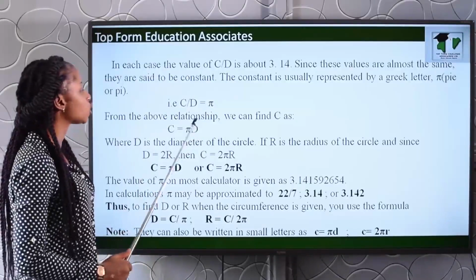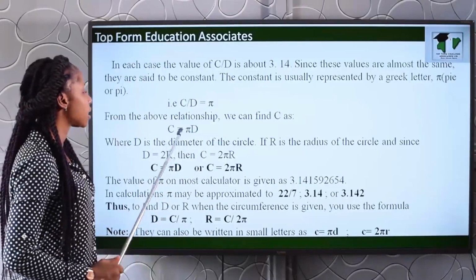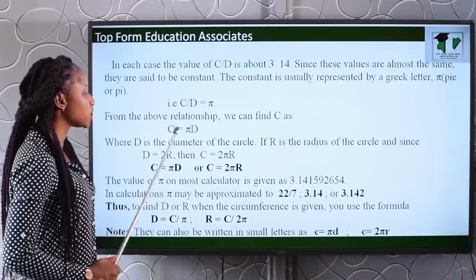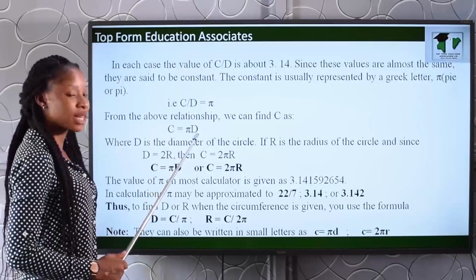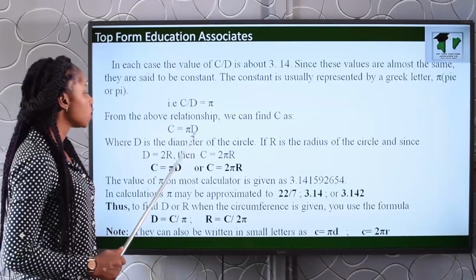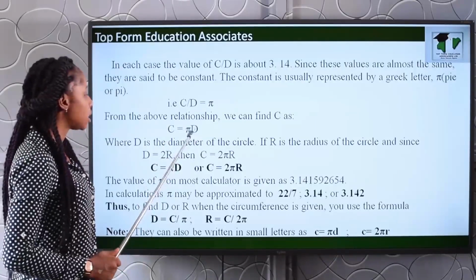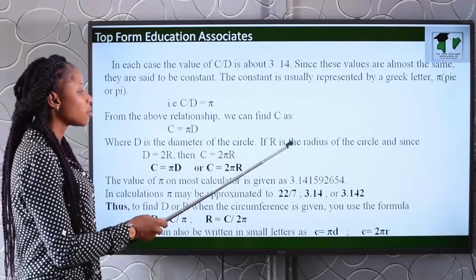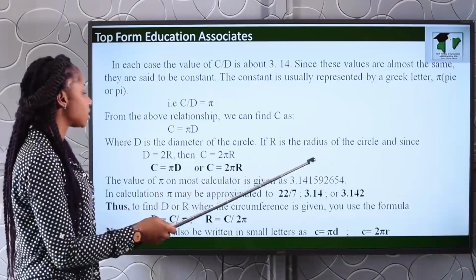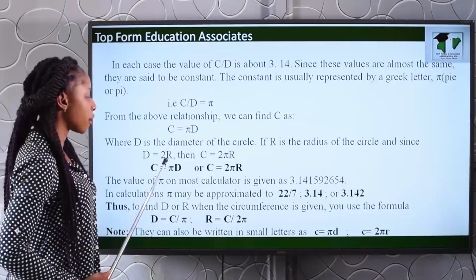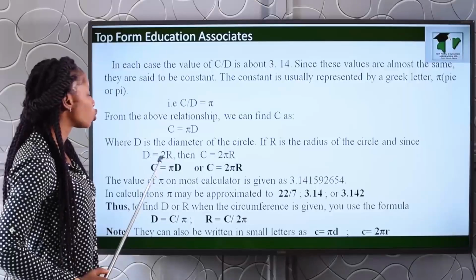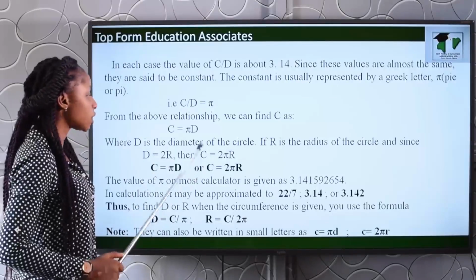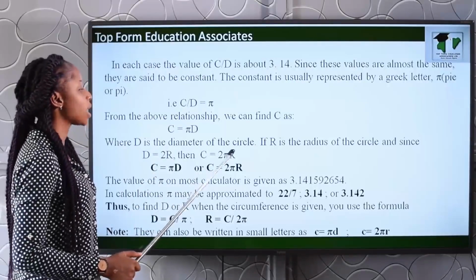Now, from the above relationship, we can find C as pi D, meaning the circumference is equal to pi D. Remember, D is representing our diameter. So pi is the constant and D is the diameter of the circle. If R is the radius of the circle, and since D is equal to 2R, remember we said the diameter is twice the radius, then our C, the circumference, will be 2 pi R.